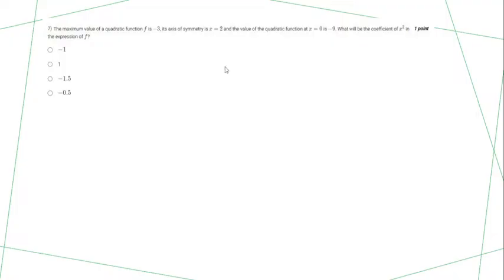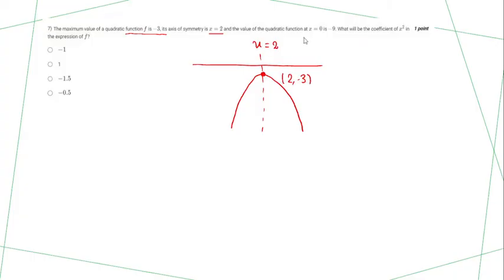In this question, it is given that the maximum value of a quadratic function f is -3, and its axis of symmetry is x equal to 2. So it is a downward parabola like this one, and this is x equal to 2, and the point is 2 comma -3 here, and the value of the quadratic function at x equal to 0 is -9. Let us suppose this is the origin 0 comma 0, so the point here is 0 comma -9.